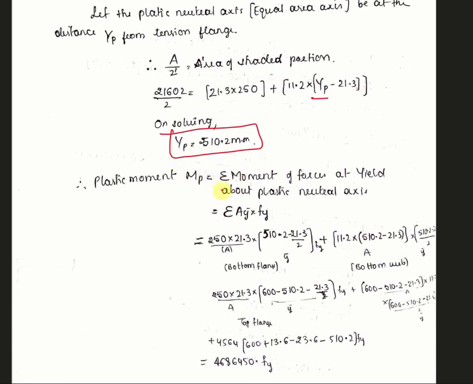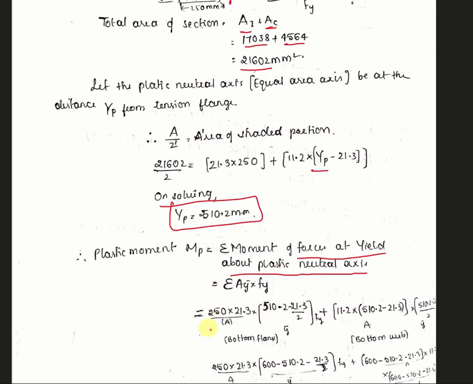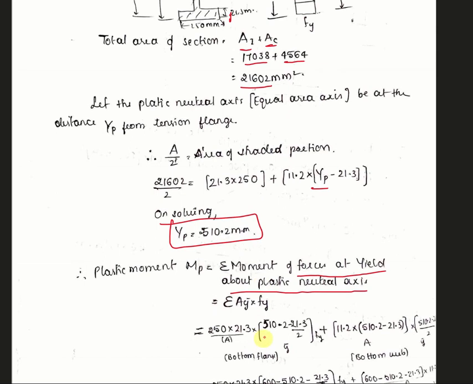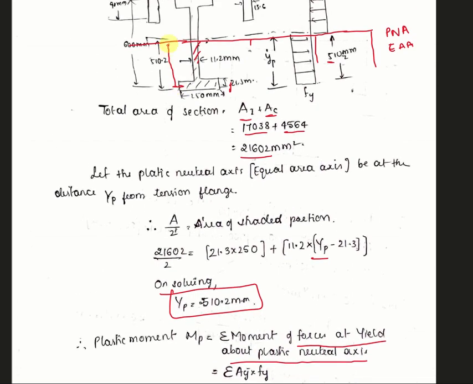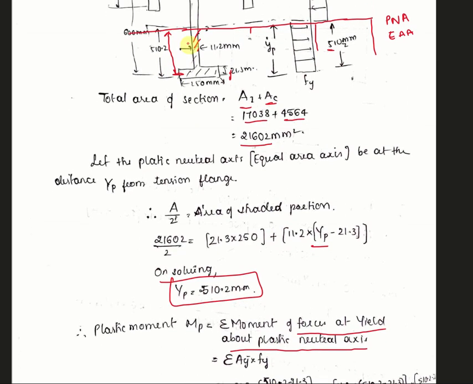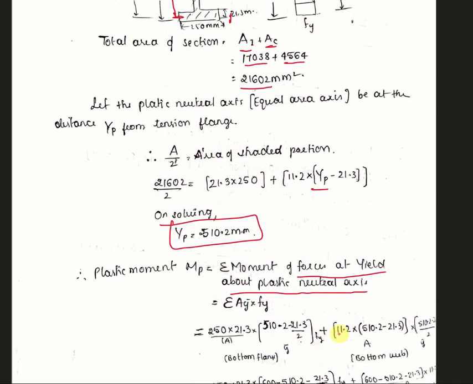Now we have to find out the plastic moment, which is the sum of moments of forces at yield about the plastic neutral axis. So we have to take all the moments about the plastic neutral axis. So sigma A y bar into Fy simply. So 250, this is the area, 250 into 21.3. This is area into distance. So what is the distance? The center of this to this neutral axis. So that is 510.2 minus 21.3 by 2. So this one into Fy.